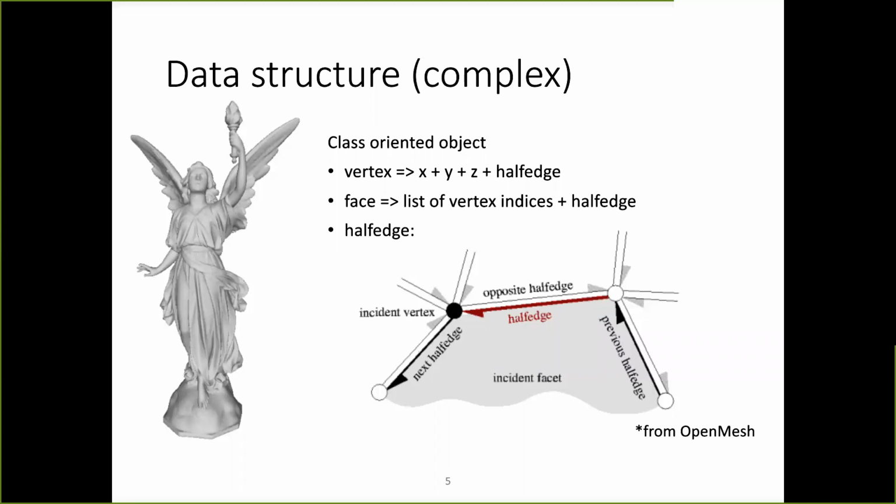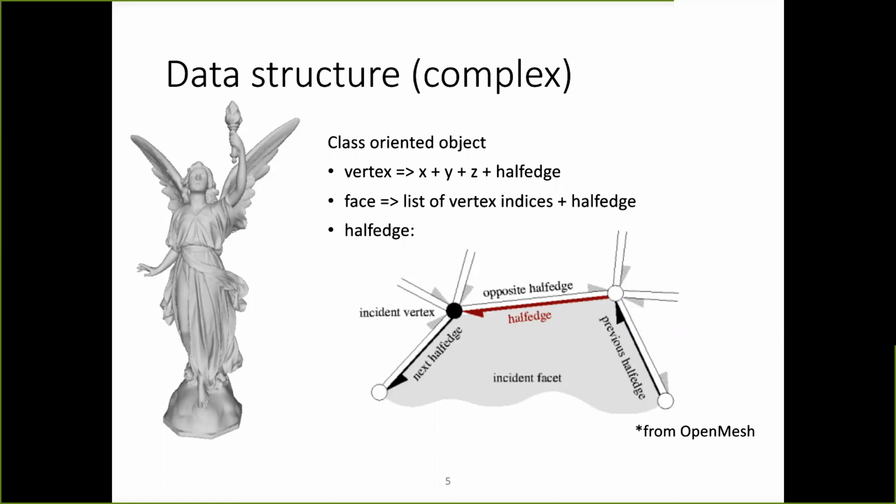What you might want to do instead is to have a more complex data structure where, for example, for each vertex, let's say you write it in a class-oriented approach, you store the position of the point, x, y, z, but you also add a half edge that connects to another point. And for all the faces, you have the list of the vertices that are linked to it, and you also add one half edge. For the half edge, you would have all these properties: which one is the next one, which one is the previous one, and which one is the opposite half edge.